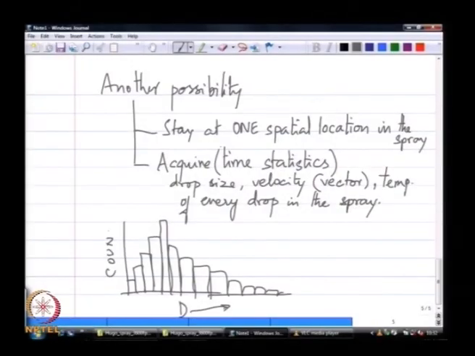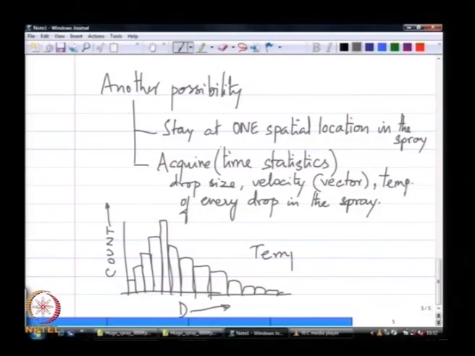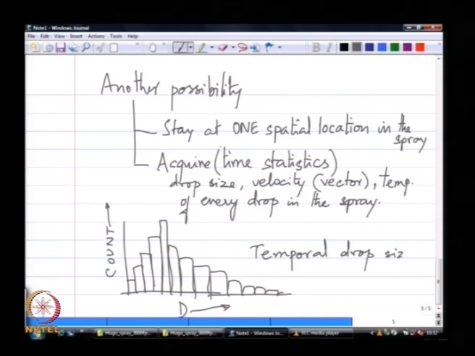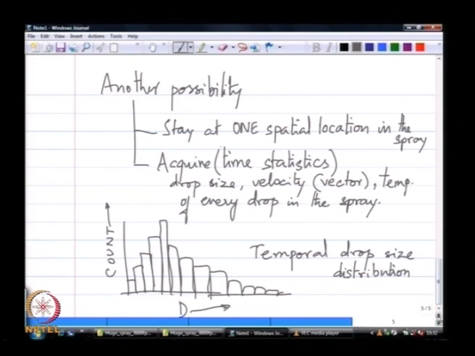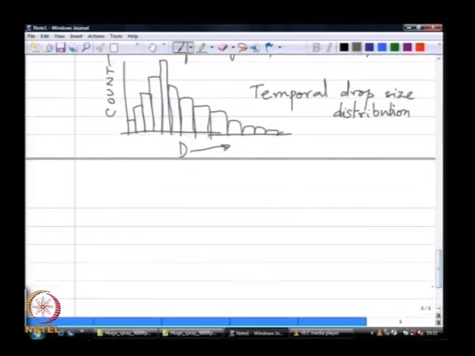Okay. I will get again the independent coordinate of this histogram is the same, I am counting the number of drops in a certain bin. Now this distribution is what we will call the temporal drop size distribution.